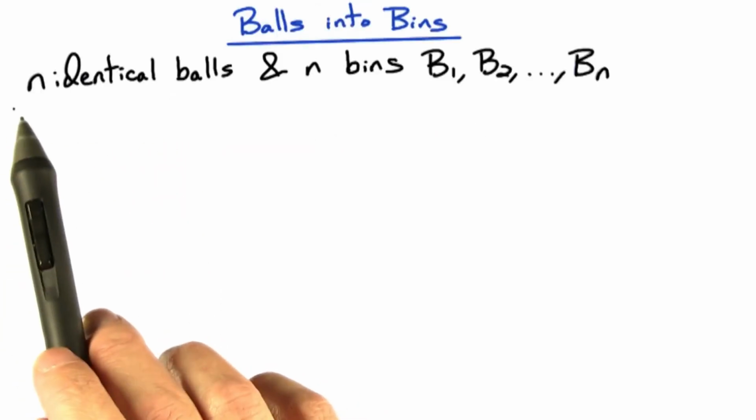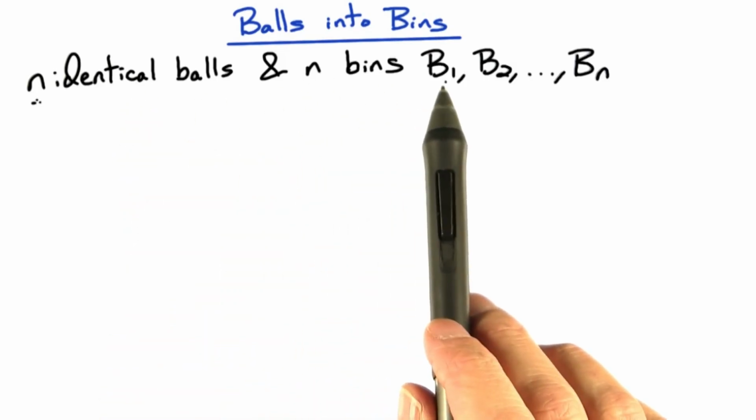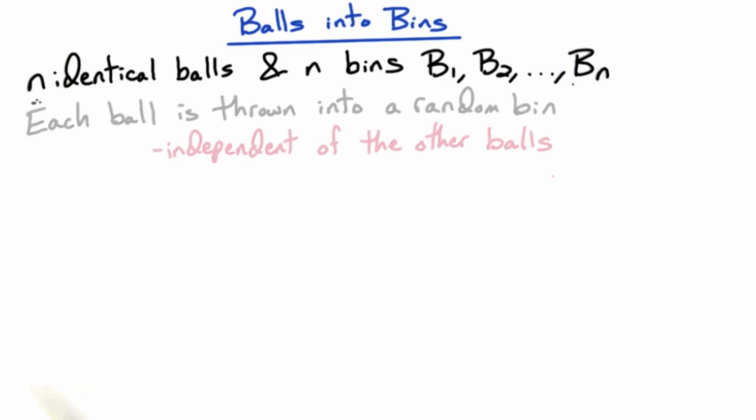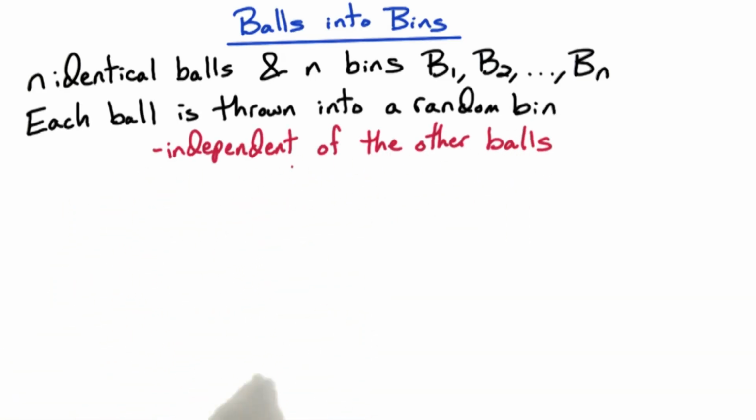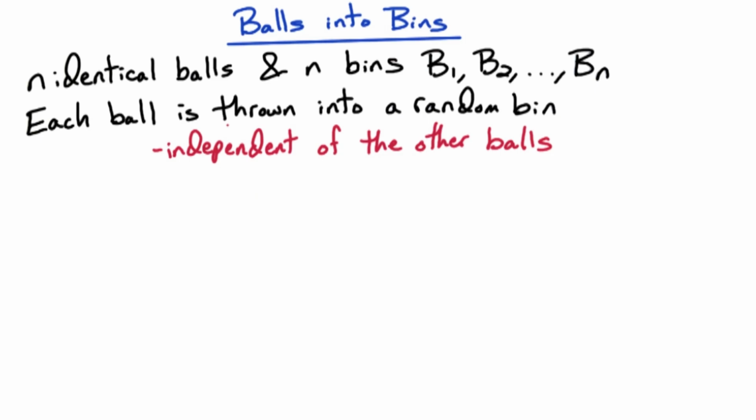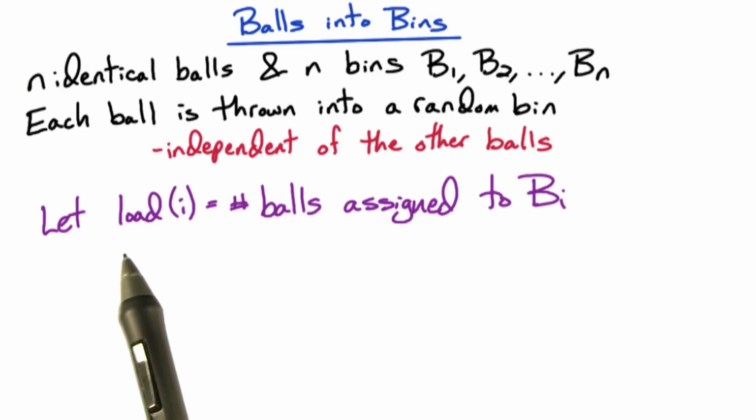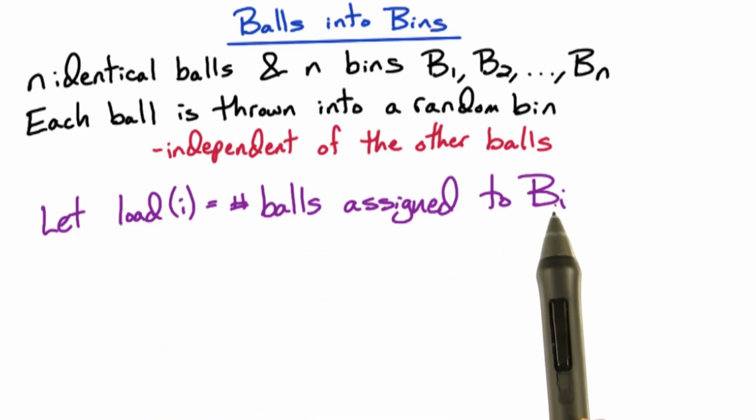For this toy problem, we have n balls, which are identical to each other, and we have n bins, which we'll label B1, B2, up through Bn. Each ball is thrown into a random bin, independent of the other balls. We want to look at the number of balls that are assigned to each bin. Therefore, we look at the random variable load of i, which is the number of balls assigned to bin i.